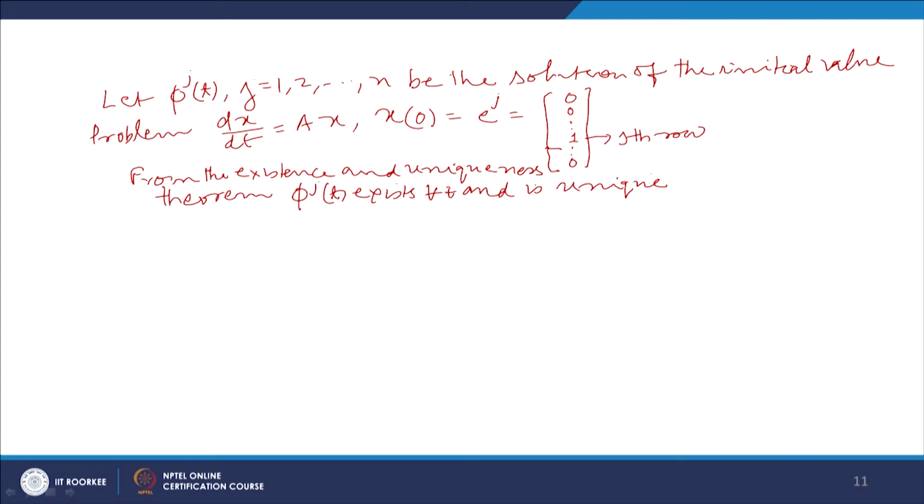If we can show that these n functions phi j(t) form a basis for the vector space B, then the dimension of B will be equal to n. From the existence and uniqueness theorem, it follows that phi j(t) exists and is unique. Now, first we show that phi j(t), j equal to 1, 2 and so on up to n, these n functions are linearly independent.